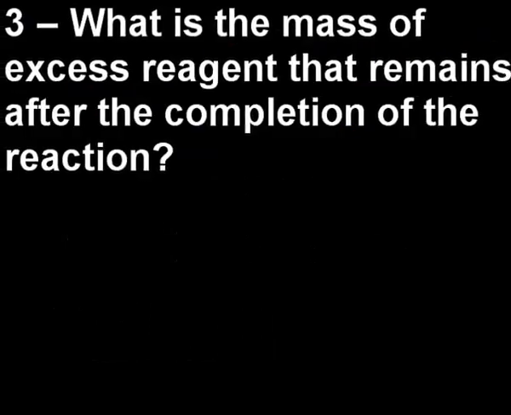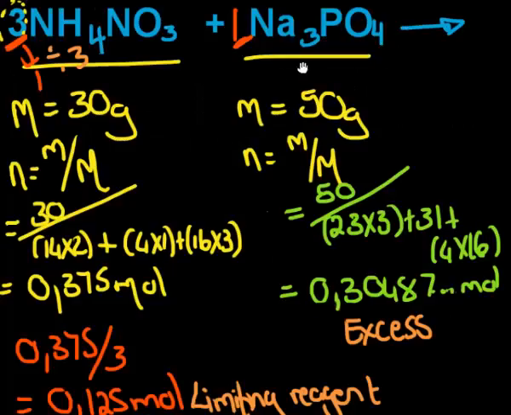Now our last question asks us, what is the mass of excess reagent that remains after the completion of the reaction? Now remember again, the one in excess was our sodium phosphate. But we want to know now, after it has reacted with all of the ammonium nitrate, seeing that it was the limiting reagent, what amount in mass will now be left of this sodium phosphate? So what we would need to do is subtract the amount of moles used from our sodium phosphate, and from that calculate the remaining mass.